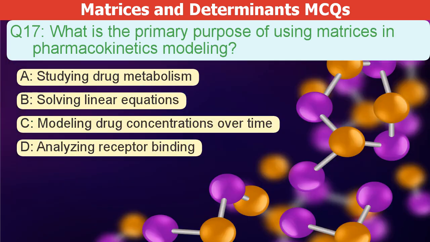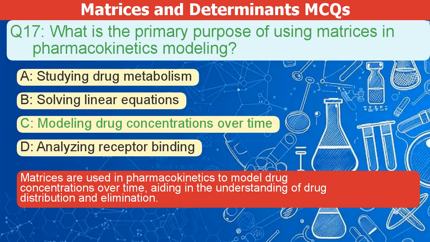What is the primary purpose of using matrices in pharmacokinetics modeling? A. Studying drug metabolism. B. Solving linear equations. C. Modeling drug concentrations over time. D. Analyzing receptor binding. The correct answer is C. Matrices are used in pharmacokinetics to model drug concentrations over time, aiding in the understanding of drug distribution and elimination.